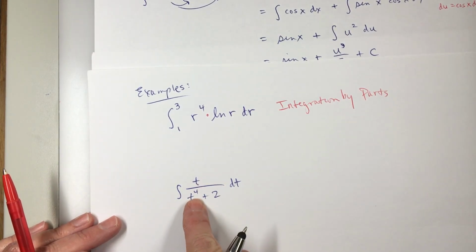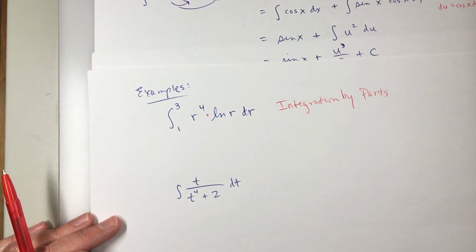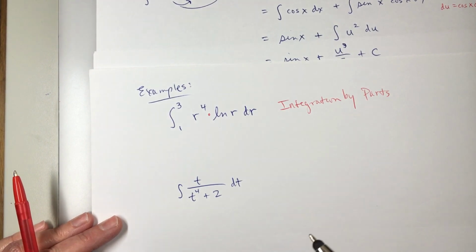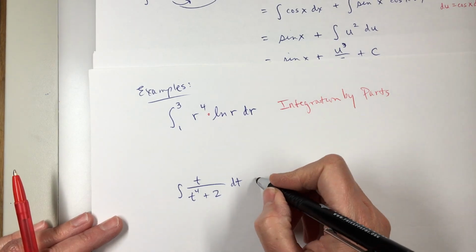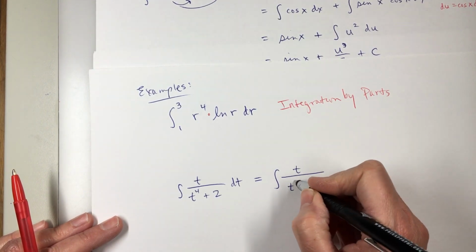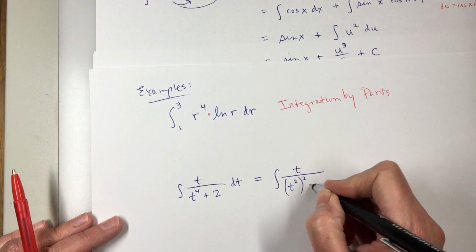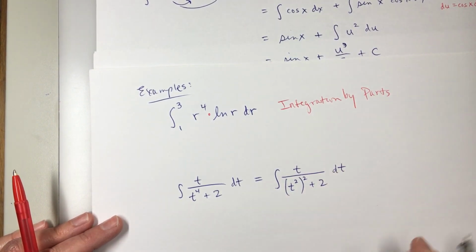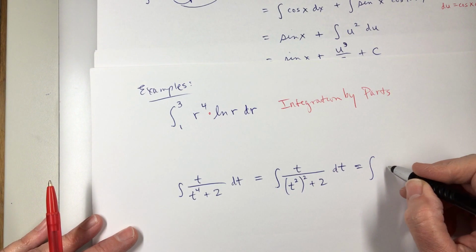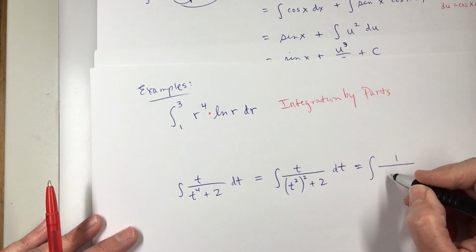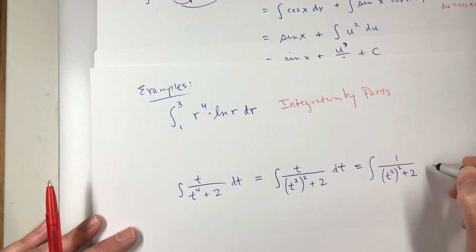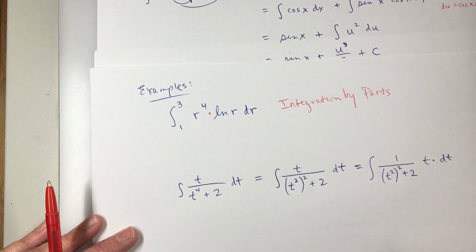The integral of t over t to the 4th plus 2 dt. And is it u substitution? No. At least not the way it's written, right? I could rewrite this one as the integral of t over (t squared squared) plus 2 dt. And then I'm going to think about what I've said. Think of the numerator and the denominator separately. So I'm going to put 1 over the denominator. I'm going to put the t next to dt.